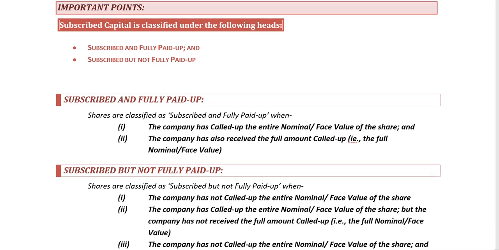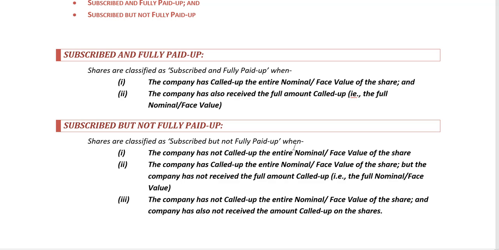On the other hand, shares will be classified as subscribed but not fully paid up when it falls under any of these three conditions. The first condition is the company has not called up the entire nominal value of the share. So if the company has not called up the entire nominal value of the share, it will be classified under subscribed but not fully paid up.